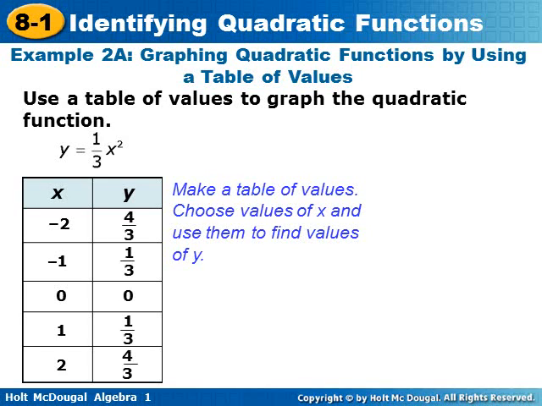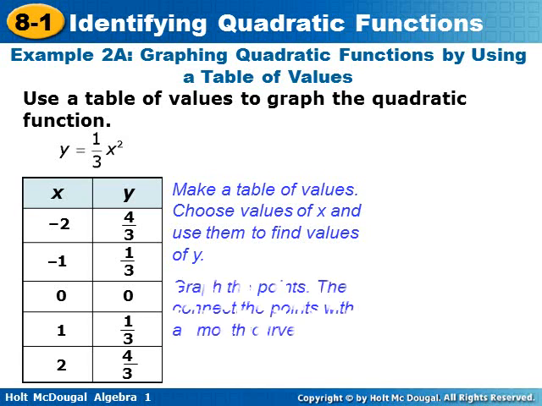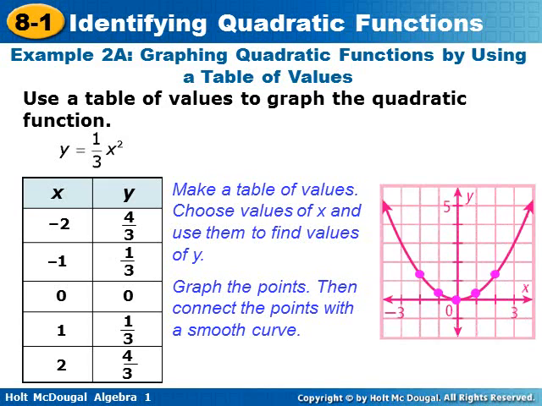When you plug in the values to the equation, you write what you get for y in the second column. So for y, we got 4/3, 1/3, 0, 1/3, and 4/3. Now you graph the points and connect them with a smooth curve.